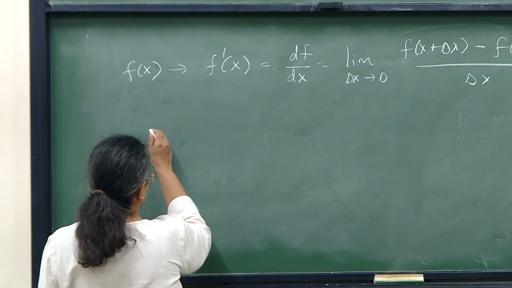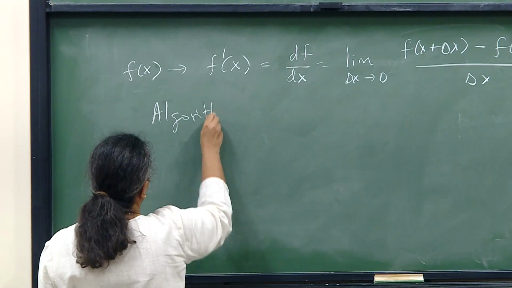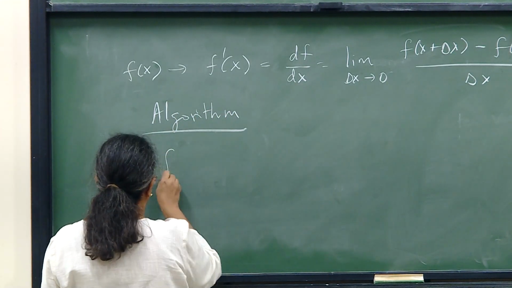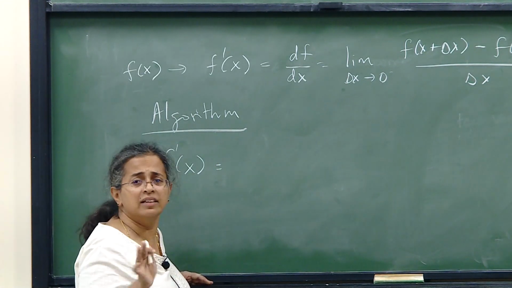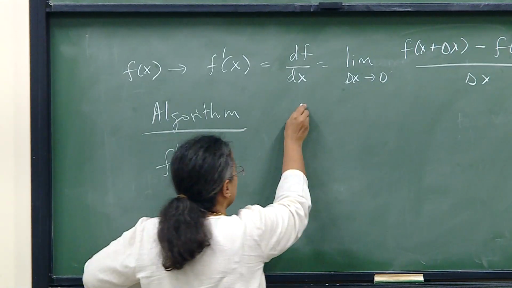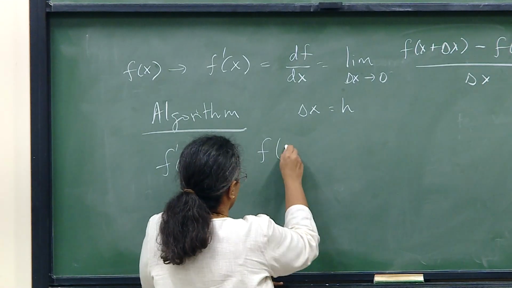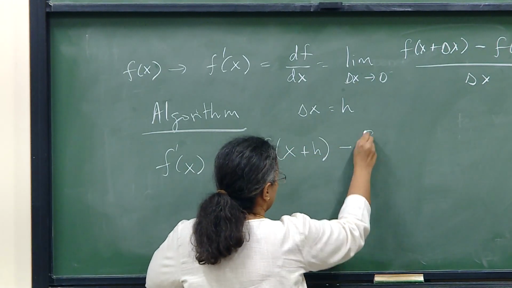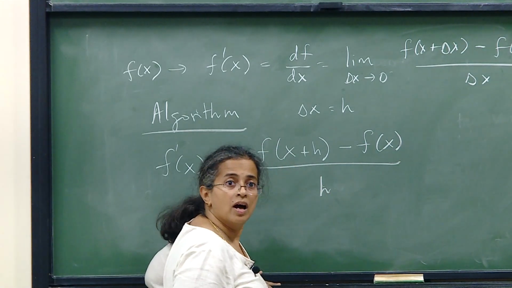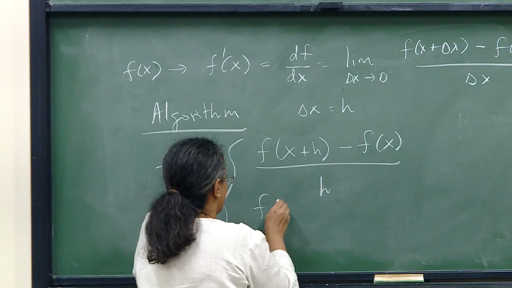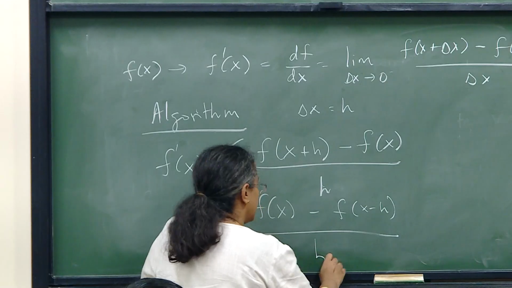Well, I will just say, so derivative, so let's say algorithm. So f prime of x is, so I'm going to forget taking this delta x to 0. I'm going to call delta x to be some h. So I would just call it f of x plus h minus f of x divided by h. I can also write this as f of x minus f of x minus h divided by h.